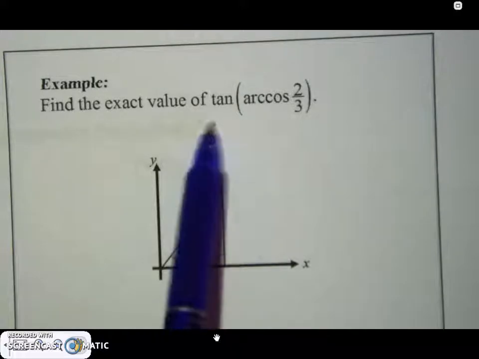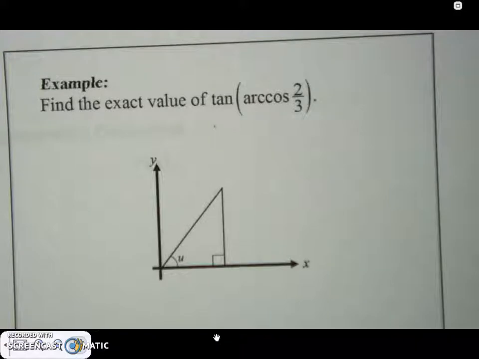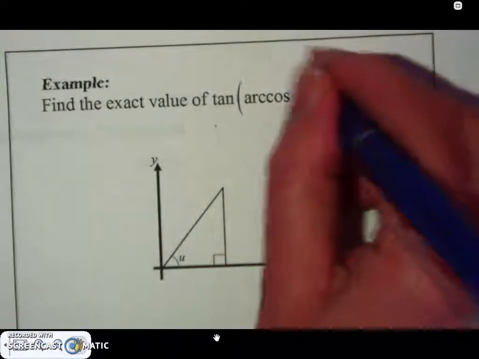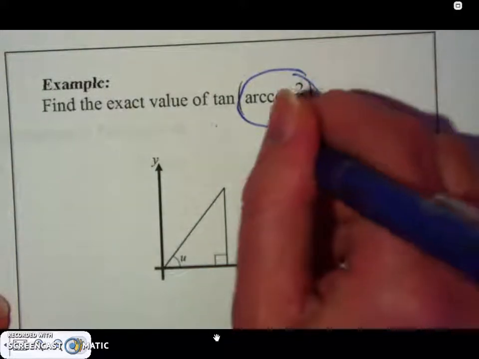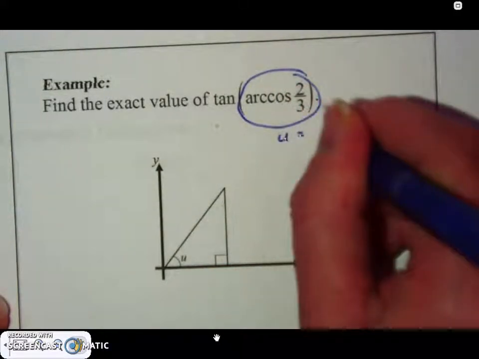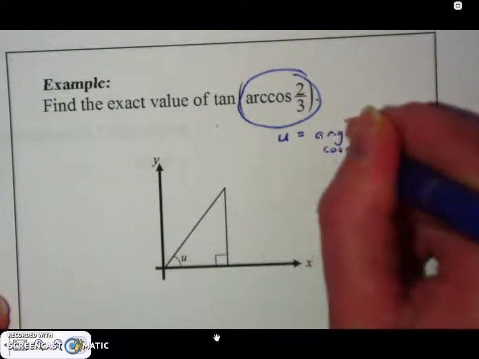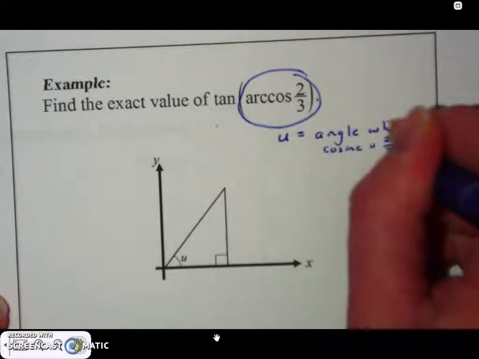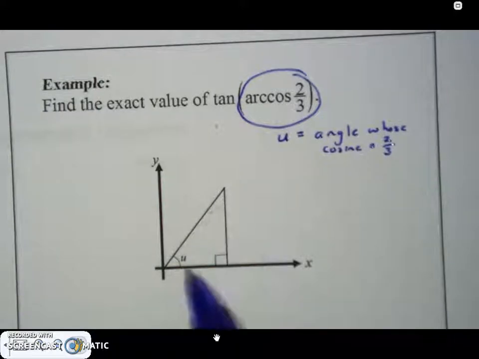Okay. So this is asking us to find the tangent of the arc cosine of 2/3. So what we're going to do is look at just this part. The arc cosine of 2/3 means the angle whose cosine is 2/3. I'm going to give that a name, which is u. So u is the angle whose cosine equals 2/3. And we're going to draw a picture of that. Here's just a random angle called u, and I'm going to make its cosine 2/3.